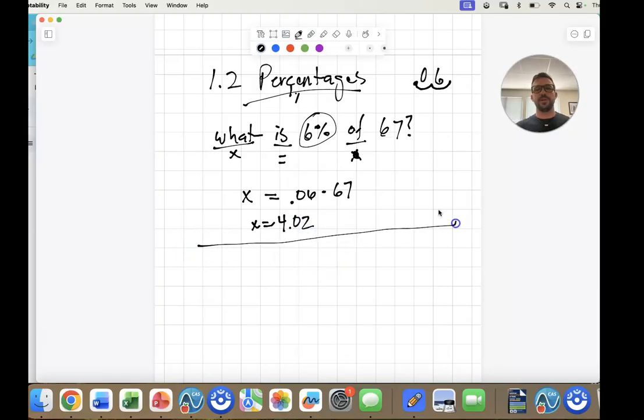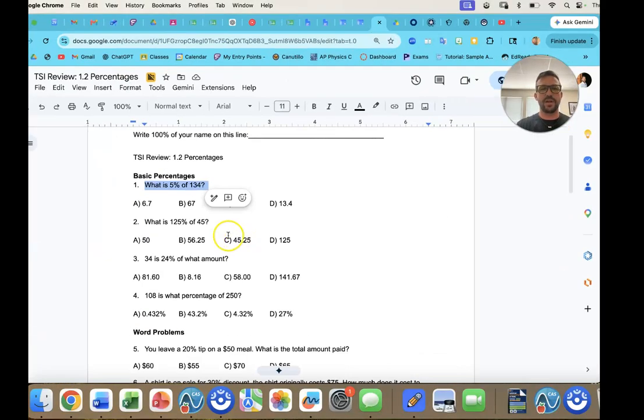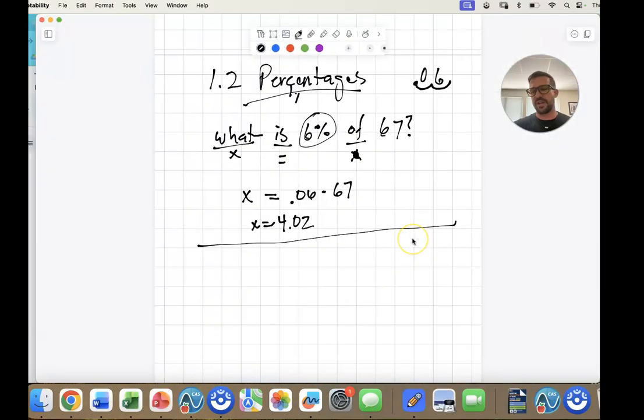Okay? Now let's do another, kind of similar one over here. What is 125% of 45? I just did that one for the percentage, so let's just do a percentage that's large. Let's say you have 147%. How do you rewrite that as a decimal? You have a decimal here, right? You move it over. It would be 1.47.